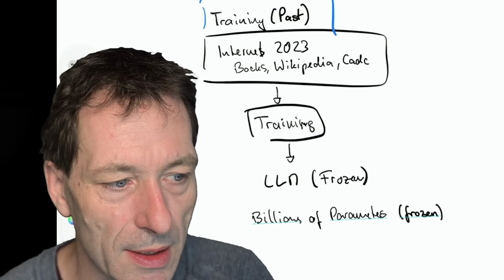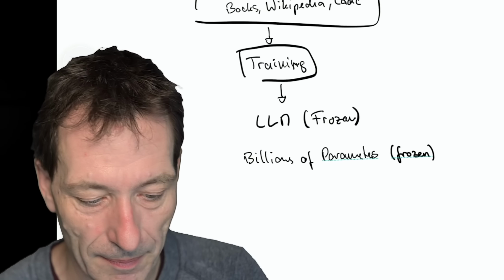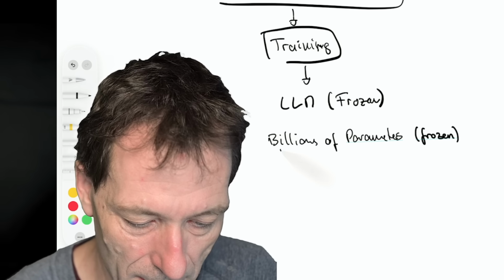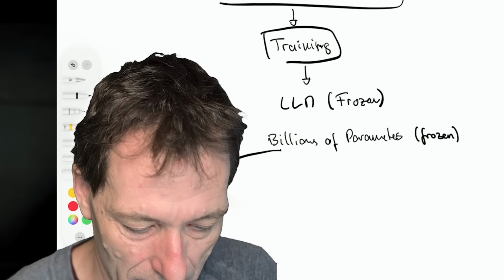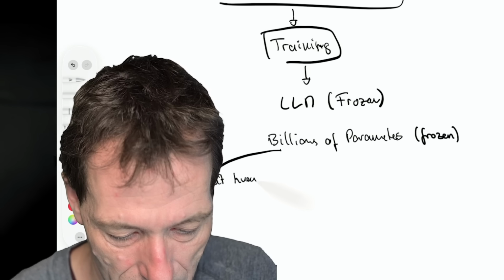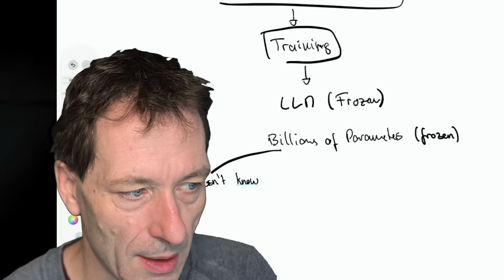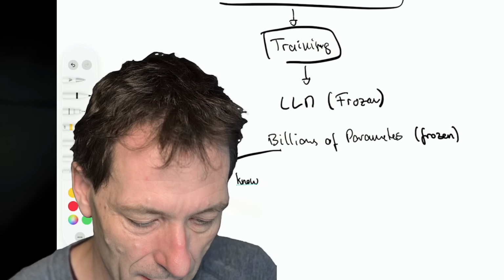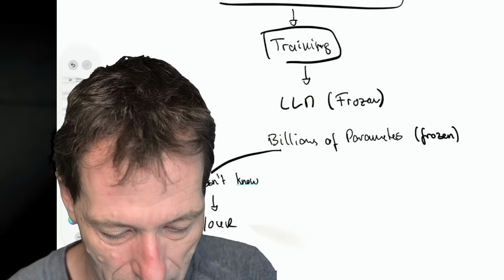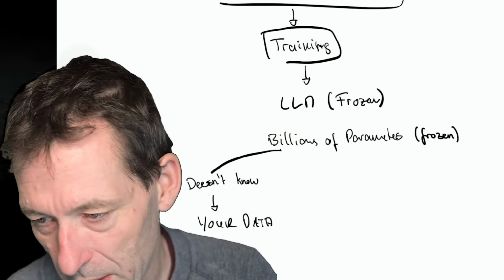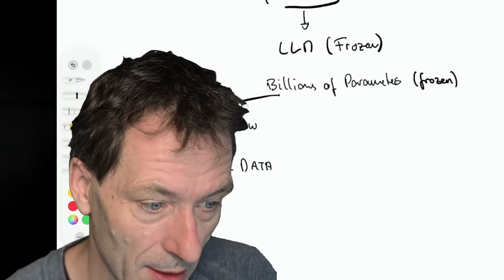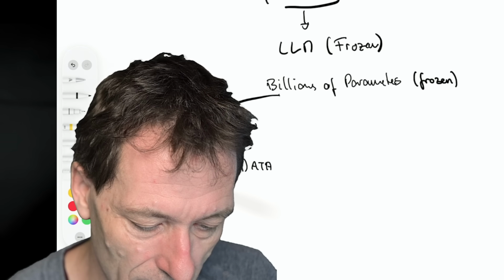So you have basically different problems. The first one is something the model doesn't know. So for example, questions about your data. The model doesn't know your data. The model will always give you an answer. So this leads to hallucination.